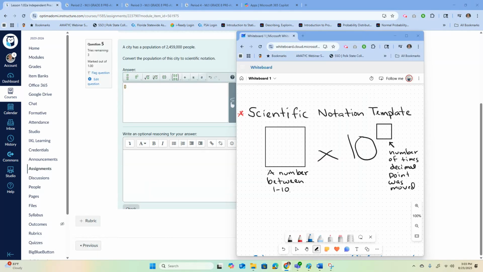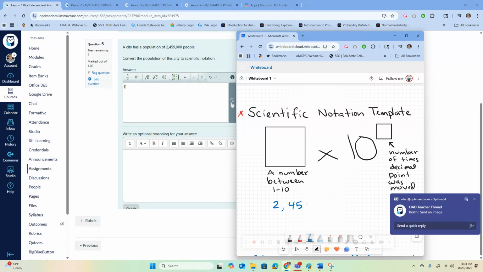All right, here's the next problem. Problem number 5. Same idea. I'm going to take that large number, 2,459,000. Okay.